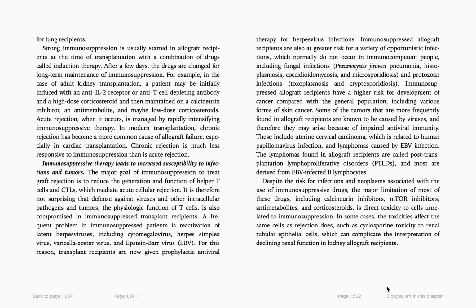Acute rejection, when it occurs, is managed by rapidly intensifying the immunosuppressive therapy. In modern transplantation, chronic rejection has become a more common cause of allograft failure, especially in cardiac transplantation. Chronic rejection is much less responsive to immunosuppression than acute rejection. Immunosuppressive therapies lead to increased susceptibility to infection and tumor.